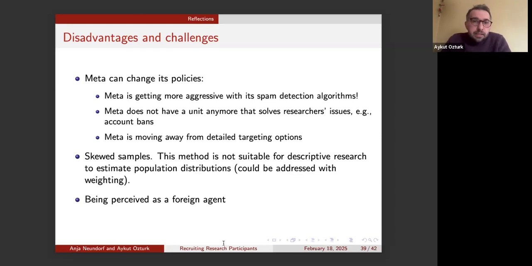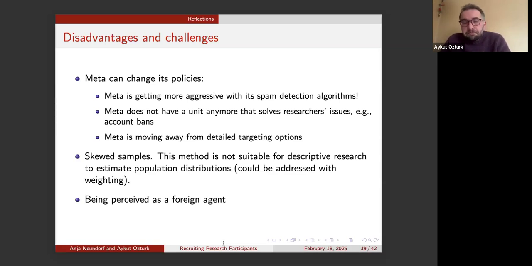On top of those, there are some other problems. There are some usual problems, problems that existed 2 years ago as well. That is, your samples will be a bit skewed, so it will not be suitable for descriptive research to estimate population distribution. You can address that problem with weighting to a certain extent, but not completely.